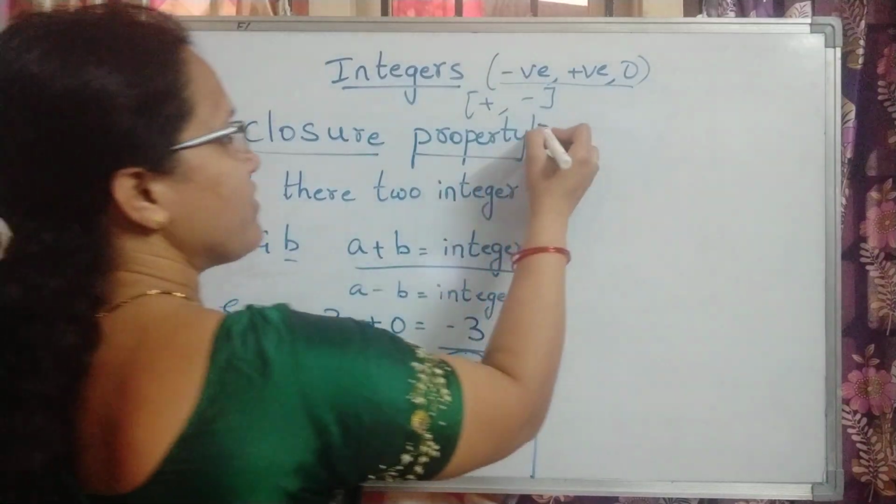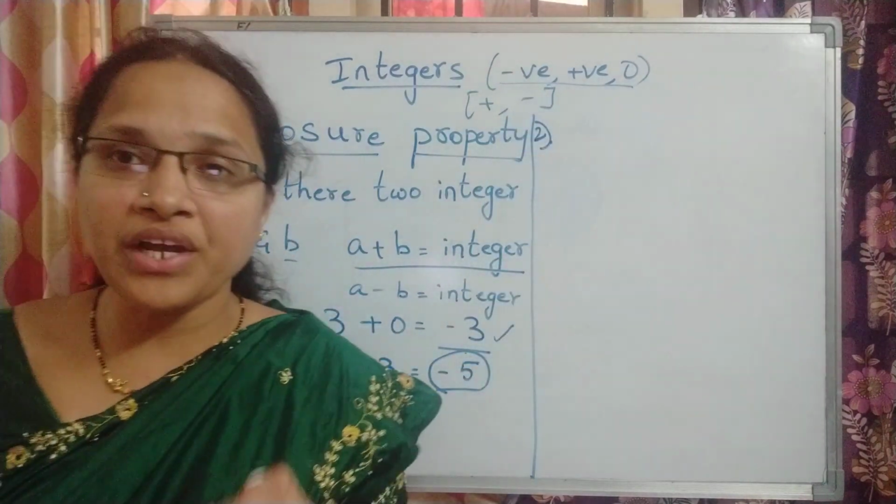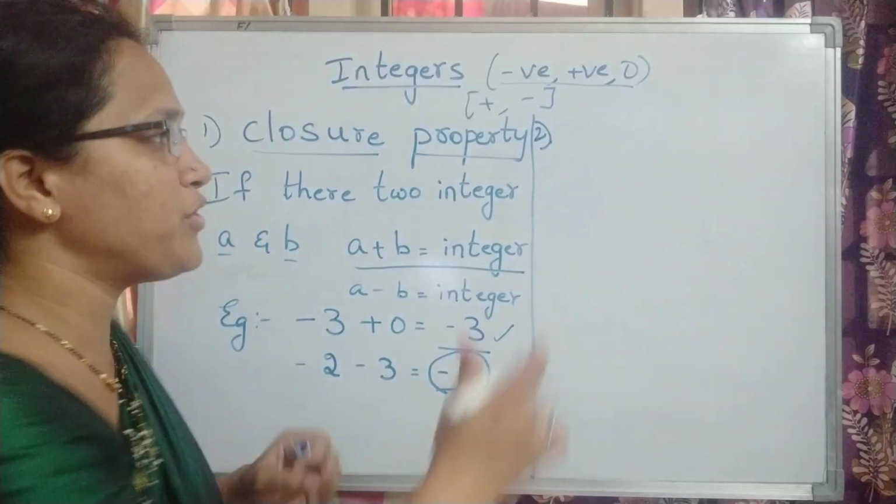Now what is the second one? Actually, let me explain the second one also in the same video. The second one is the commutative property. What is it, children? Commutative property.